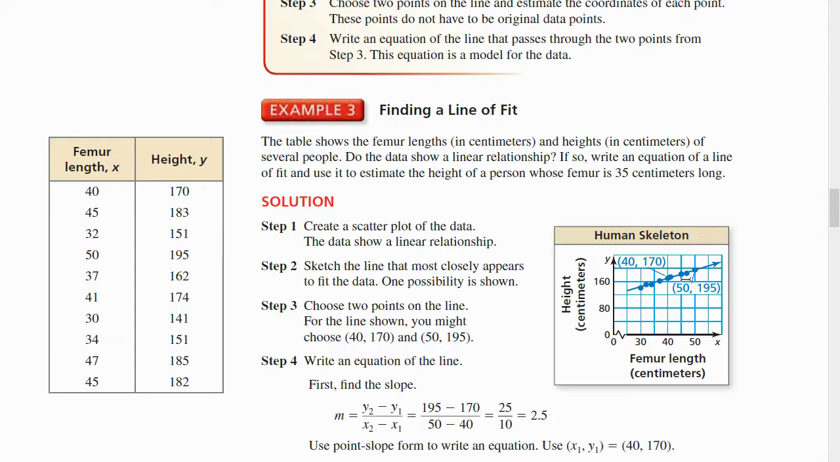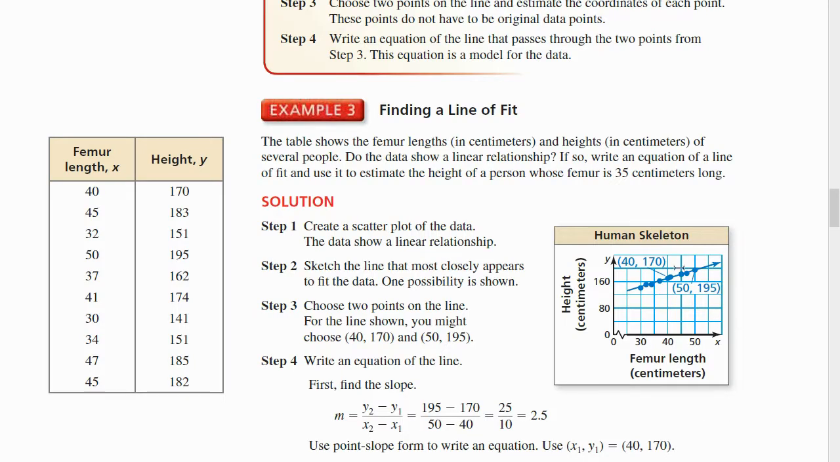And it pretty much forms a line here. So you would literally take a ruler out and draw a line that goes right through the middle of this data. All right. Now, once you draw that line, to find the equation, you're going to need 2 points. It just so happens that these 2 points, (40, 170) and (50, 195), which are in our data table, also appear on that line. So you could use those points.